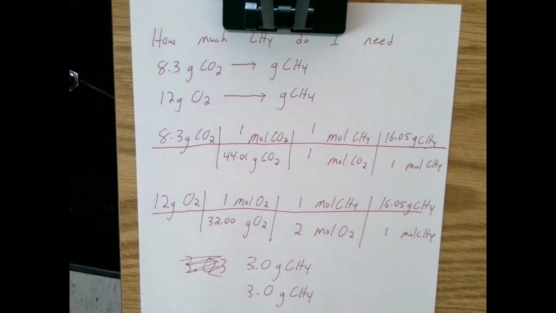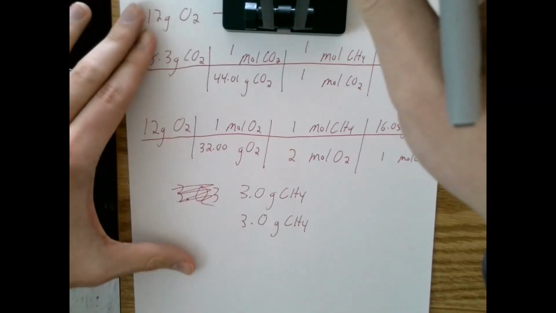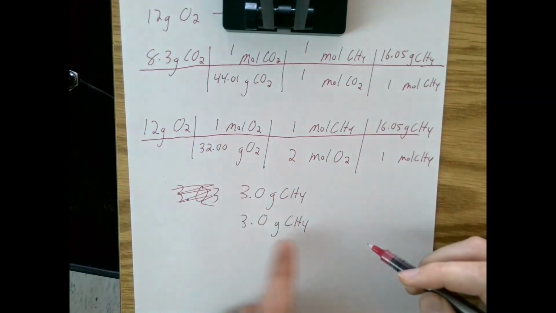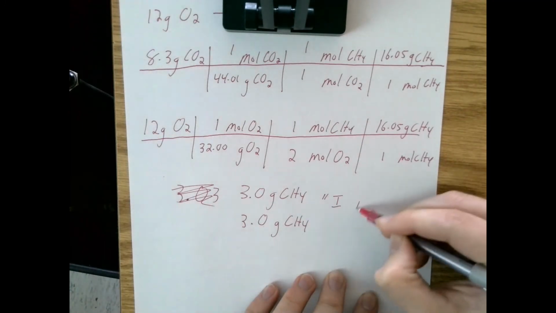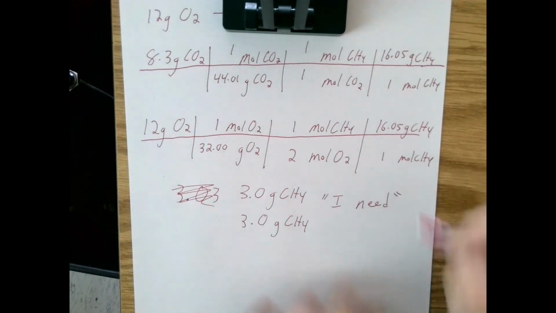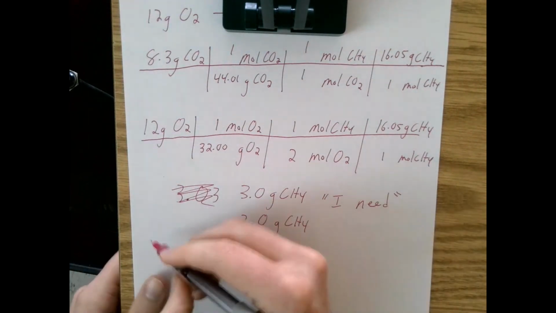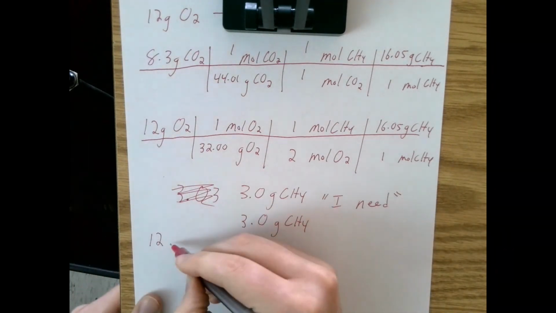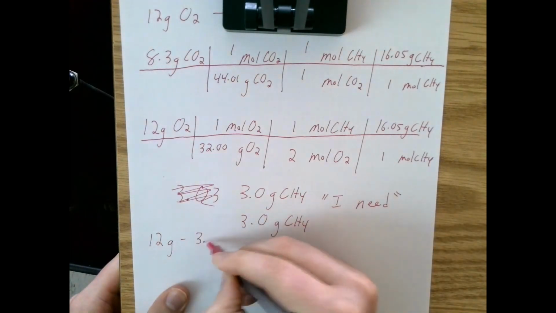This is kind of a proof. No matter which method you choose to do, you'll get the same answer. You will get that you need 3.0 grams of CH4. So I can write this as CH4 need. Okay. Now I didn't ask you how much you needed. I asked you how much was left over, how much is in excess. So I gave you 12 grams, so 12 grams minus 3.0 grams.